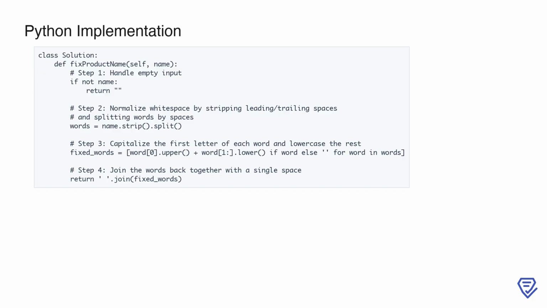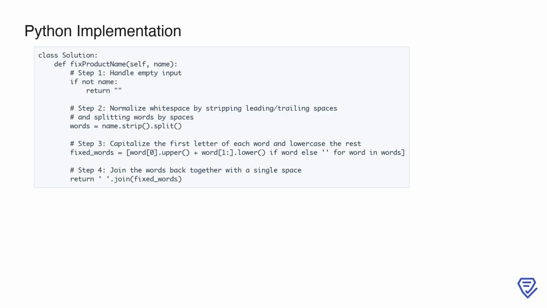Line-by-line explanation. 1. Check for empty input. The first step ensures that if the input string is empty, the function immediately returns an empty string. This prevents unnecessary processing. 2. Normalize whitespace. The strip method removes any leading or trailing spaces from the input string, ensuring clean boundaries. The split method then breaks the string into words based on whitespace. This step also removes extra spaces between words, as split automatically handles multiple consecutive spaces.